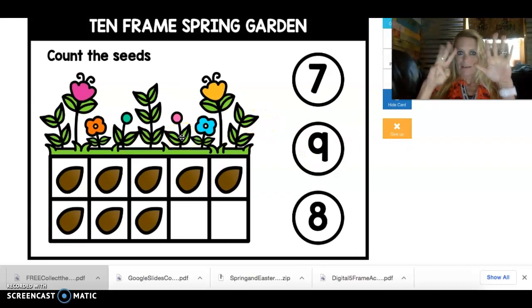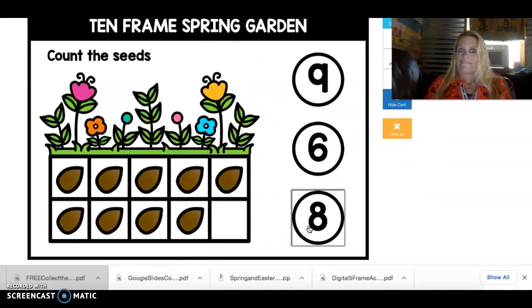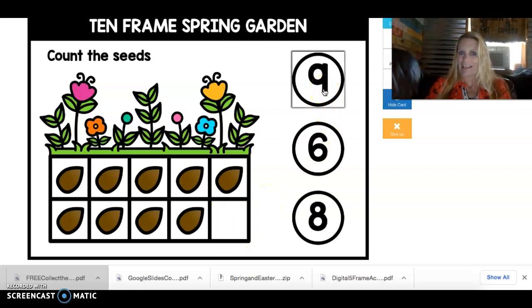How many objects do you see in the 10 frame? 5 and 3. I saw 5 here, and 3 more would be 8. Ooh, how many do you see in the 10 frame this time? 1 less than 10 is 9. And here's our number 9. How do I know it's not this one? Because the circle is at the bottom. Good. 9, the circle is at the top.